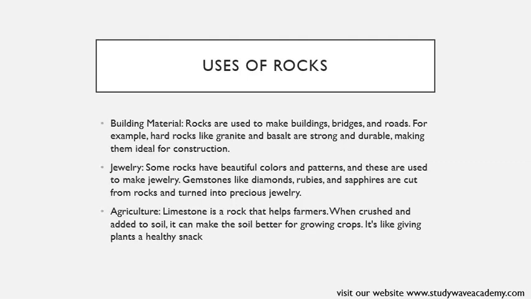Jewelry. Some rocks have beautiful colors and patterns and are used to make jewelry. Gemstones like diamonds, rubies, and sapphires are cut from rocks and turned into precious jewelry. So some rocks are used to make pretty jewelry, like shiny necklaces and rings.